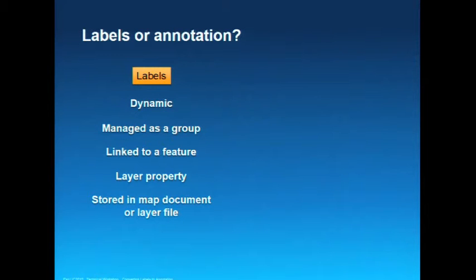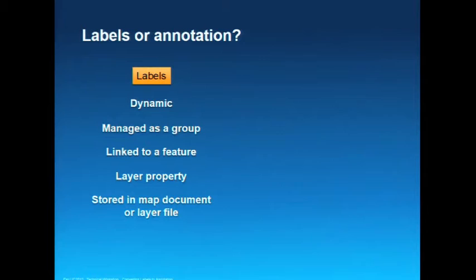They're managed as a group. You have label classes within your map. You can divide those up using SQL queries and have them for intermittent streams, permanent streams, big cities, small cities, only a focus area that you're looking at. You can divide them up any way you want.